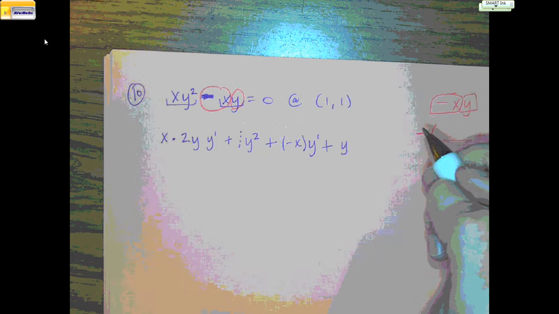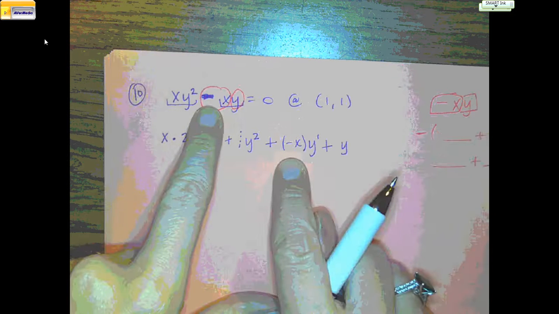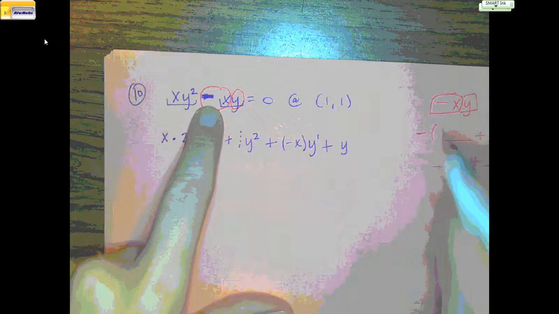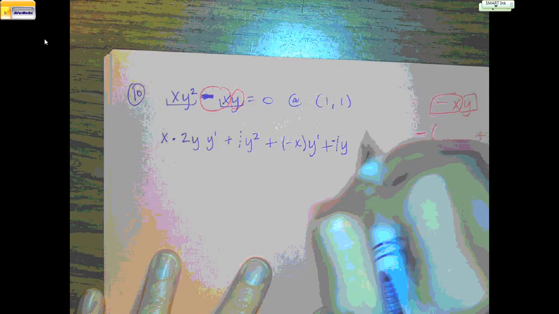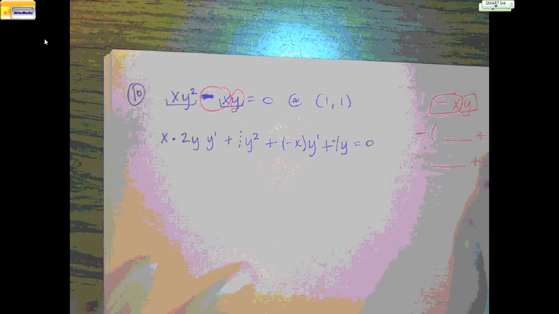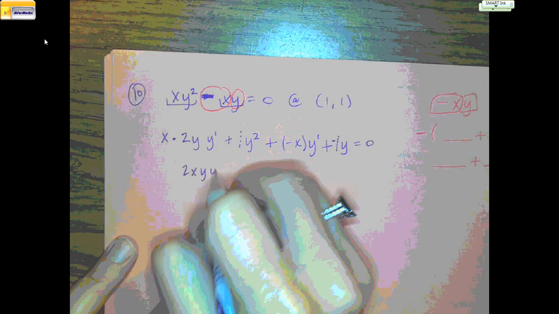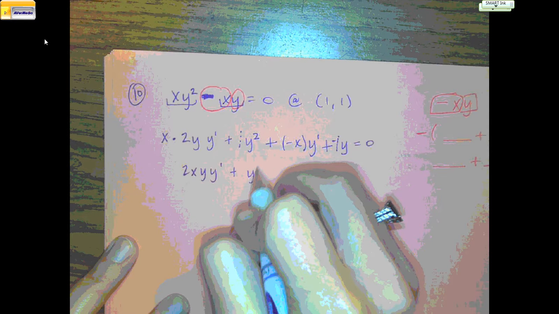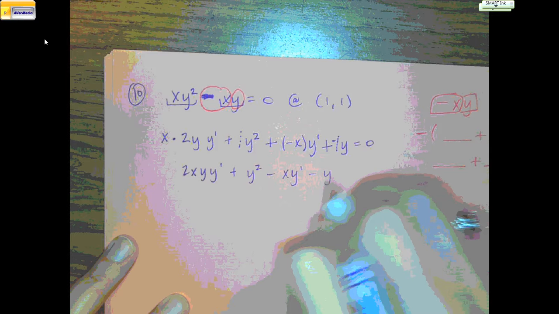And so that's kind of where that mistake will take place, right there. So be careful. If you treat this as a factor up here, then you treat it as a factor back here. And so that's times negative 1, which I would stick in right there. And then we have equals 0. So let's clean this up and make this look a little bit better. We've got 2xy prime plus y squared minus xy prime minus y equals 0.